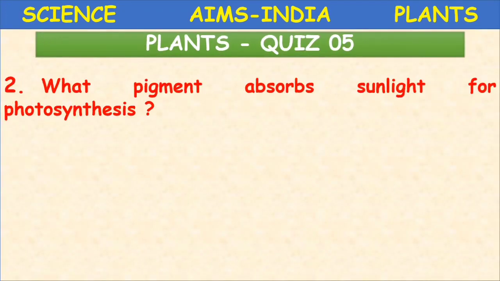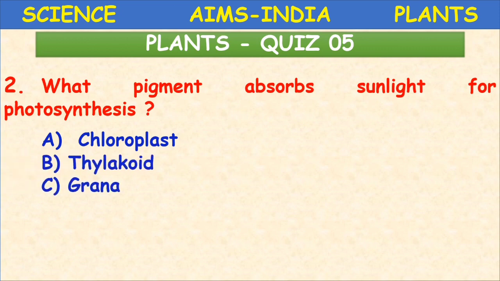What pigment absorbs sunlight for photosynthesis? A is chloroplast, B is thylakoid, C is grana, D is chlorophyll. Children, which pigment? We said this is very helpful, and this is green in color, and this is in the leaves. So what is it? Guess the answer. Yes, it is chlorophyll. This is a pigment which absorbs the sunlight for photosynthesis. Now the third question.